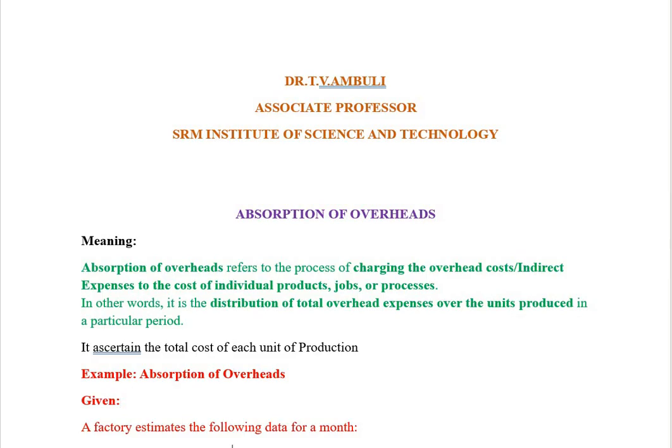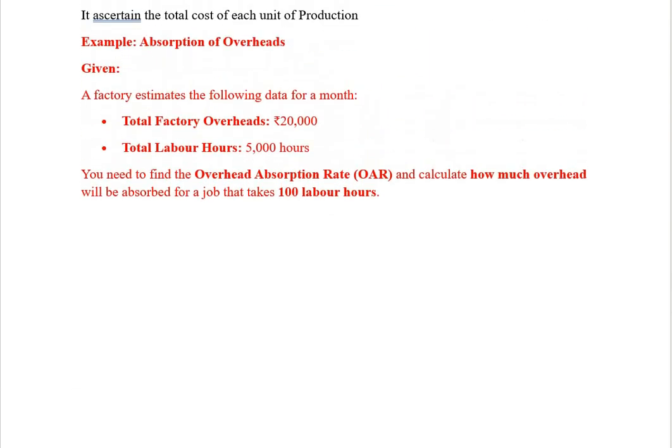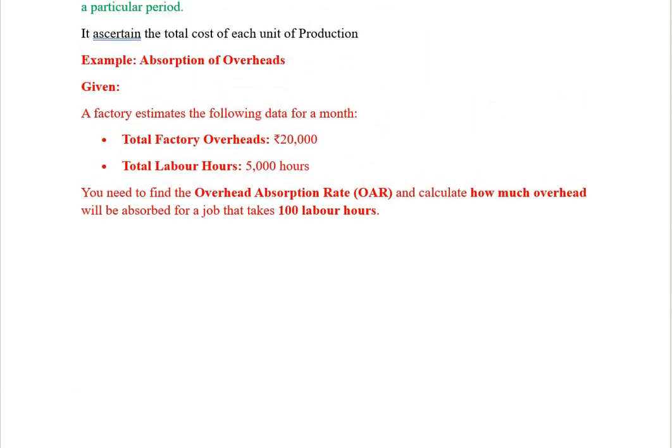Next we'll see an example of absorption of overhead. A factory estimates the following data for a month. The total factory overhead is rupees 20,000. The total labor hours are 5,000 hours. They ask us to find the overhead absorption rate and how much overhead will be absorbed for 100 labor hours. So we need to find the per hour rate, and also the cost incurred for 100 labor hours.